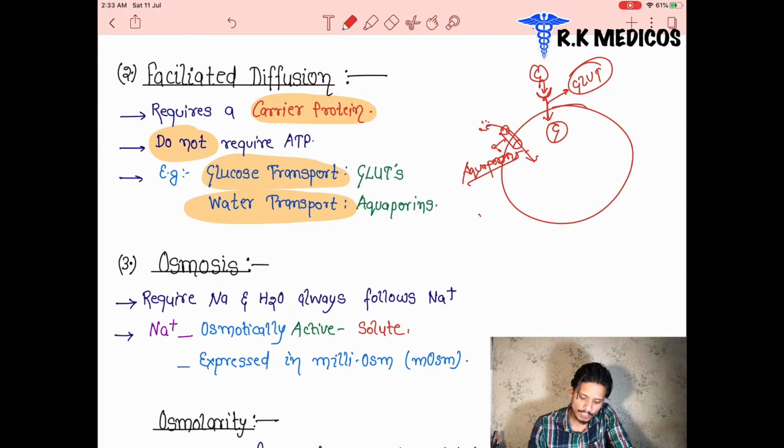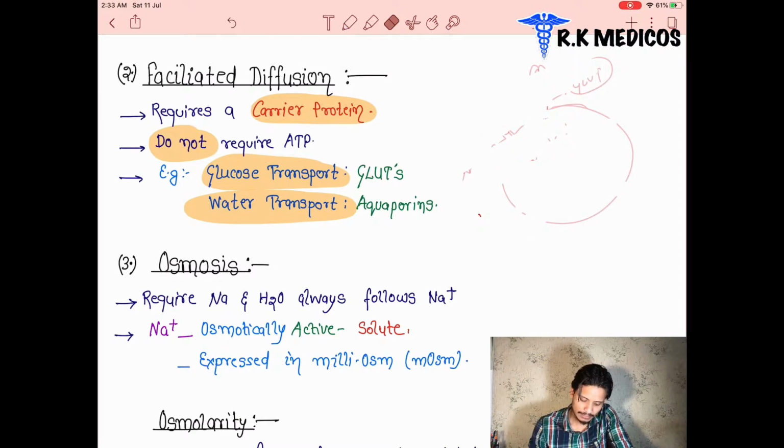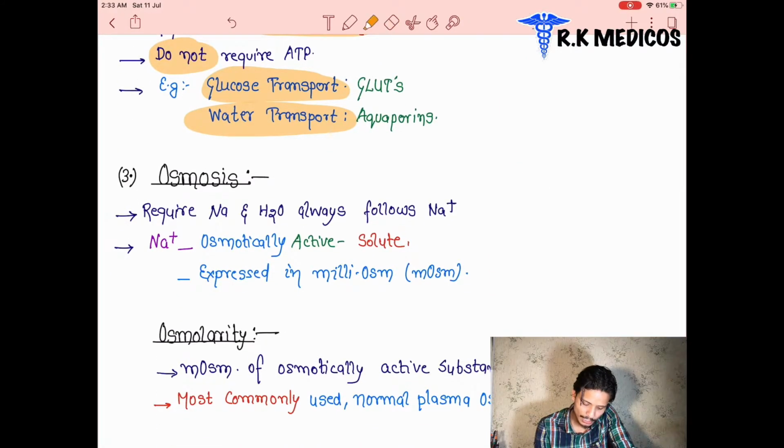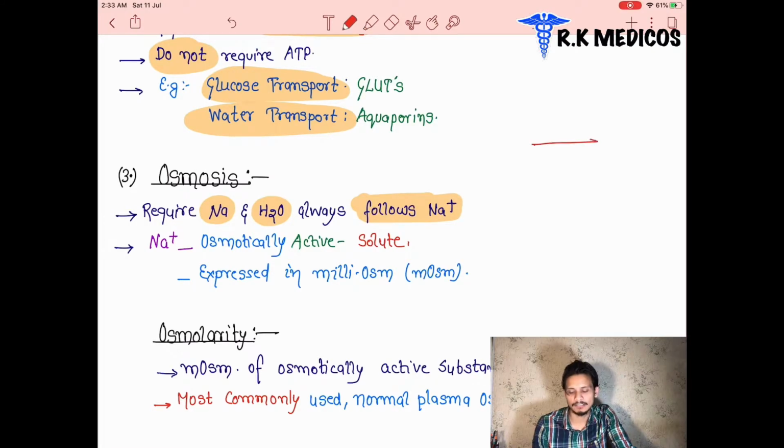Next we are going to see osmosis. Osmosis is simple. There is a transfer of sodium, and H2O always follows the sodium, as we have heard from childhood: the water follows the sodium. Suppose the water is moving in this direction, sodium is also following it. Or sodium is going this way, and water is following.